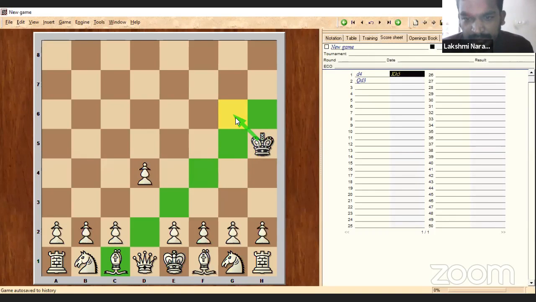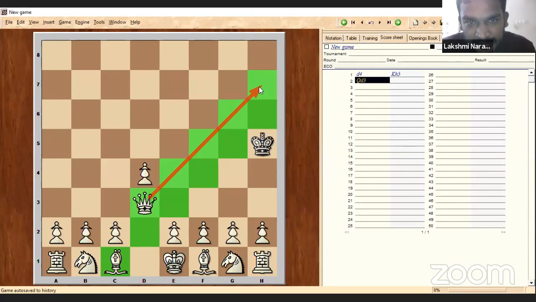So we should stop this square also by moving the queen. This queen can be used like a bishop. It is controlling the entire white diagonal, and the bishop is controlling the entire black diagonal. So now he has two options: king to g4 or king h3. So these two options. Let's say he plays here.